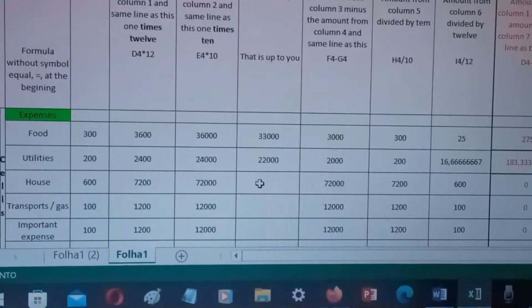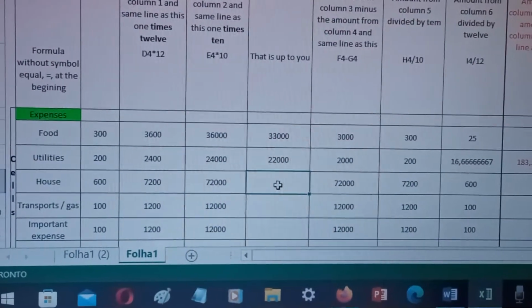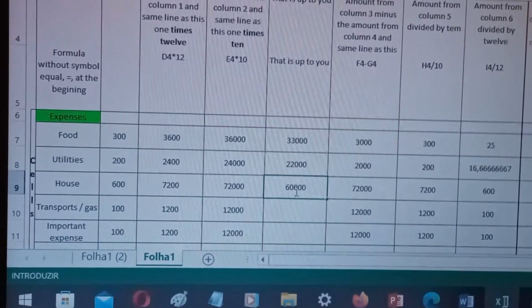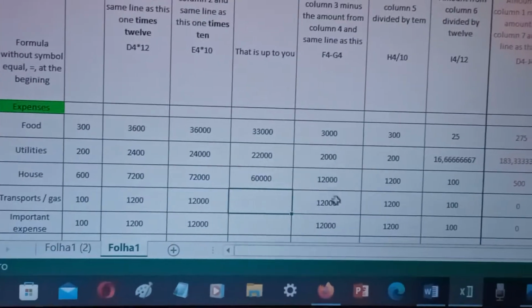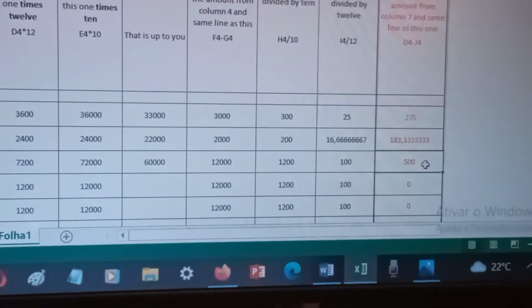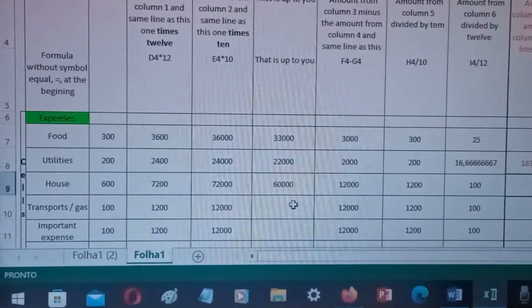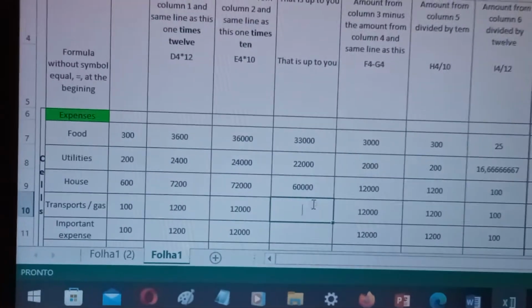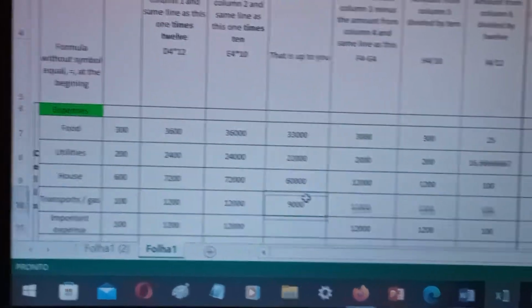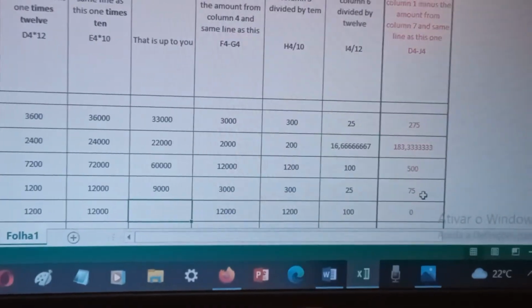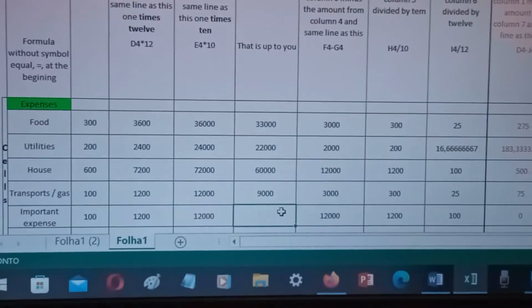And let's see how much about housing. 72,000. Let's say 60,000. How much would that be? It would be a monthly expense of 500. That would be right. Transportation 12,000. Let's say 9,000. Let's say not 9,000. That would be 75 per month in transportation.